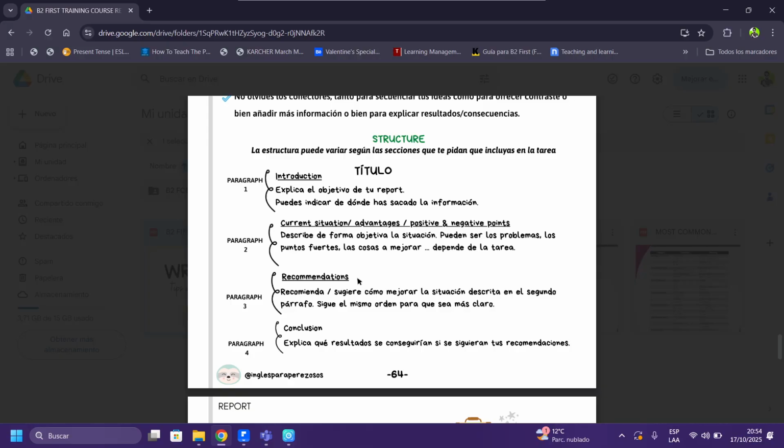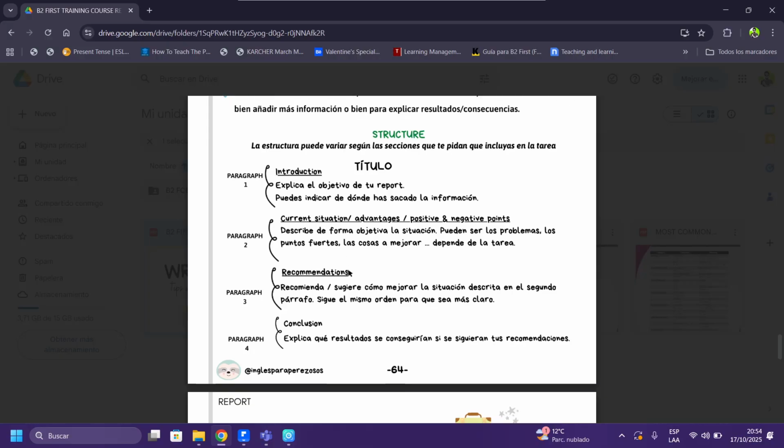In the next paragraph, you have to make recommendations, things to make a betterment, to improve the situation. And then you have to write the conclusion, in which you make a balance of all the points that you have written about, and maybe make a final recommendation if you want. It's up to you.